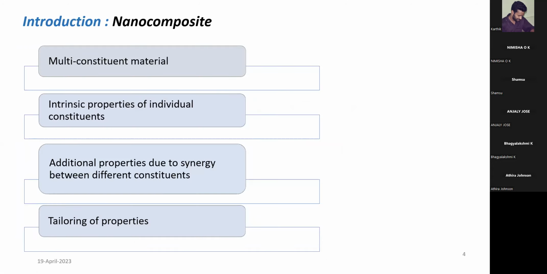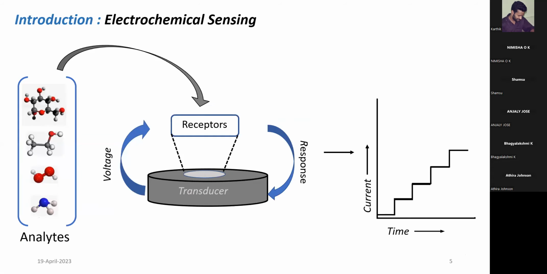Nanocomposite is a multi-constituent material. It shows intrinsic properties of individual constituents and some additional properties due to the synergy between different constituents. We can tailor the properties of nanocomposite by tuning the properties of individual constituents. Let us introduce electrochemical sensors. Electrochemical sensors are one of the most versatile sensors used for simple, rapid, and economic detection of different analytes and used in a wide range of fields such as clinical diagnosis, agriculture, and food technology.